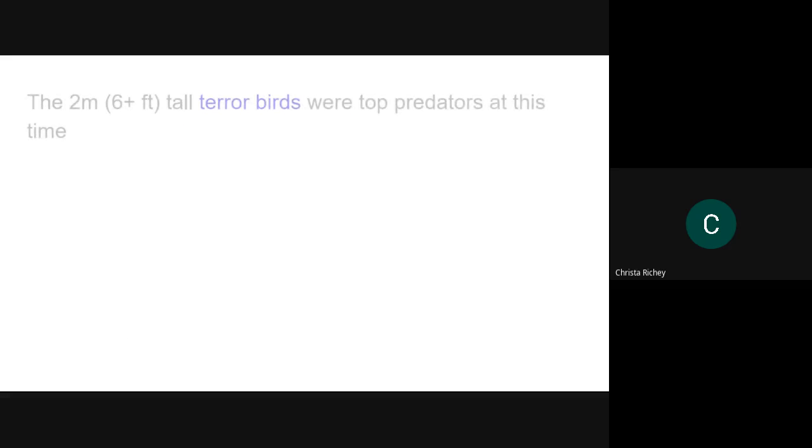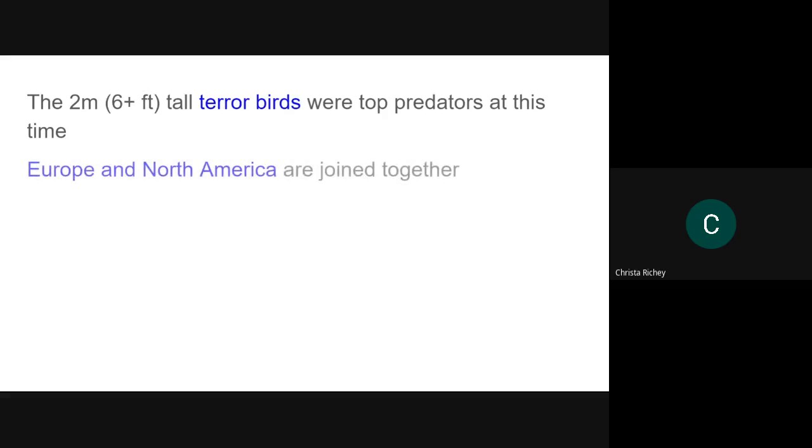Let's see here. Terror birds. This was the answer to part of the opener. They were over 6 feet tall. They were your top predators for the first 2 periods.